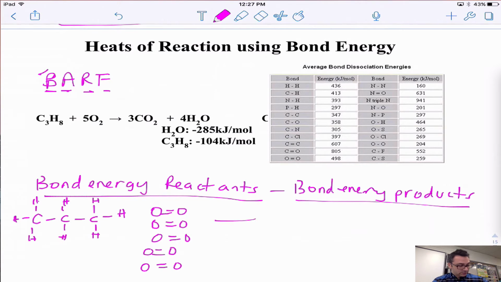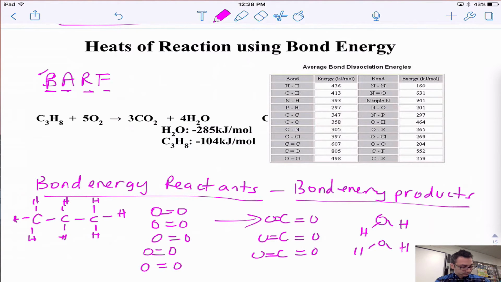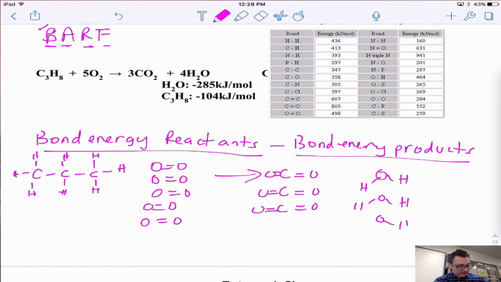We have 3 CO2s on the products. 1, 2, and 3. And then we have 4 waters. So we have 4 of these waters. Okay, so 3 and then 4 waters. So what are the bonds broken? Well, the bonds broken are the bonds between the carbons. So we have 1, we have 2. So we have 2 carbon-carbon bonds.